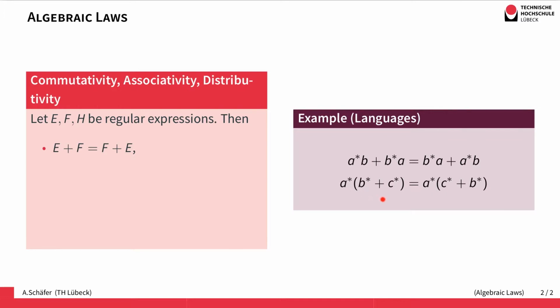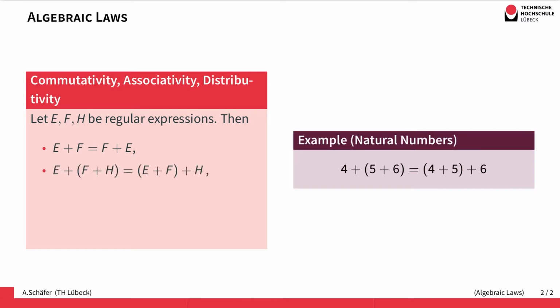The same works, of course, inside parentheses. So the language a star followed by b star plus c star is the set of all words that start with an arbitrary number of a's followed by an arbitrary number of b's or an arbitrary number of c's. And this is, of course, the same as having an arbitrary number of a's followed by an arbitrary number of c's or an arbitrary number of b's. So here we have commutativity for regular expressions. It actually stems from the commutativity of the union operation for sets.